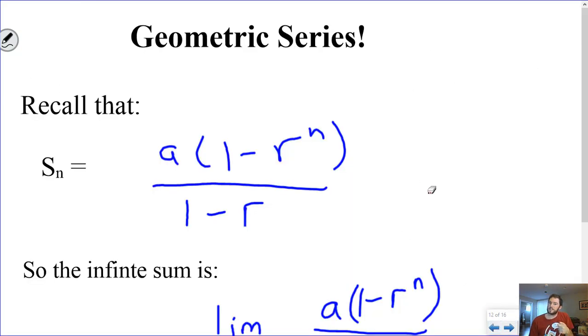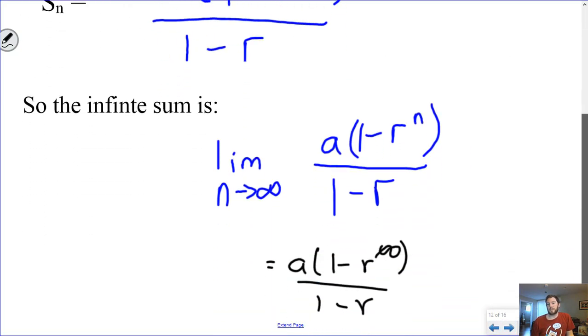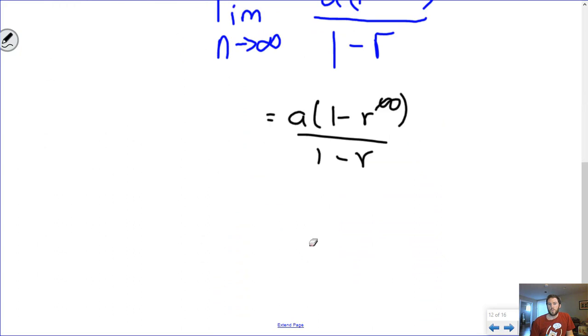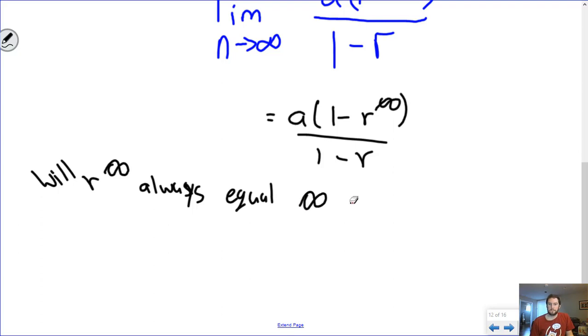But that's not necessarily the case. We have to think about this for a second. Will r to the power infinity always equal infinity? Right? We have to stop and be like, okay, well, is that the case? And it seems like it would. Right, it seems like it would.